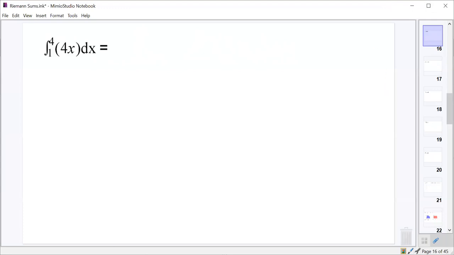All right. So let's do one more of these before we call it quits for the day. The integral from 1 to 4 of 4x. So what should that become? It should become a limit as n approaches infinity of the sum from k equals 1 to n of 4 x sub k times delta x.